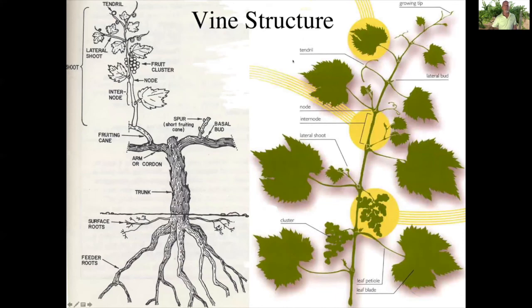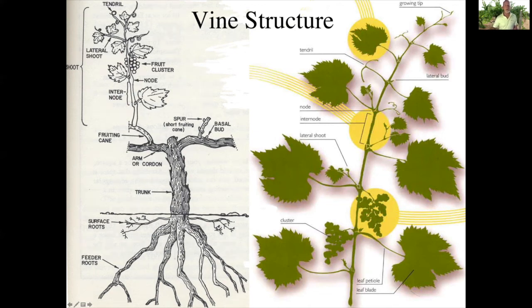Okay, so let's talk parts for a moment. So we have a trunk of a vine here with a large root system with both surface roots that come out during the season and probably die back later on. And we have feeder roots that are going much deeper. These surface roots provide a lot of water absorption and absorption of minerals.